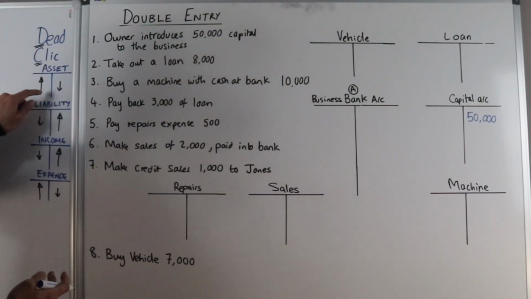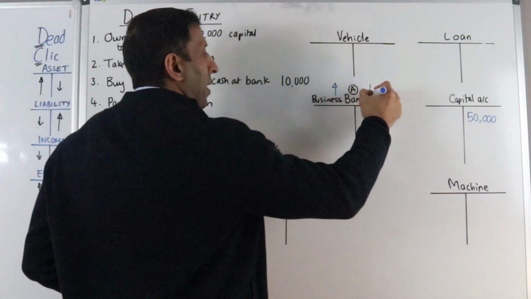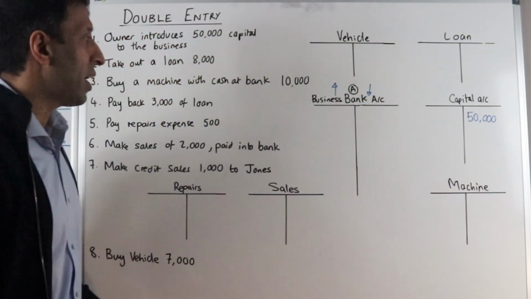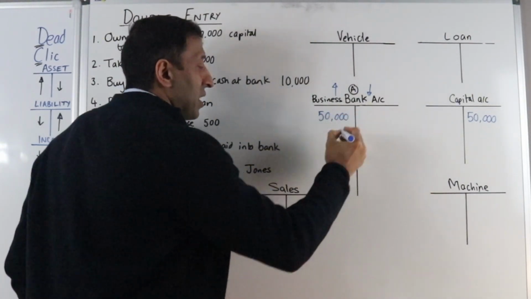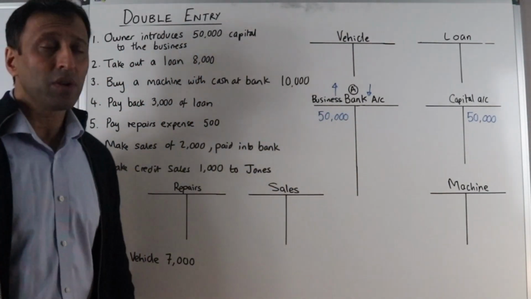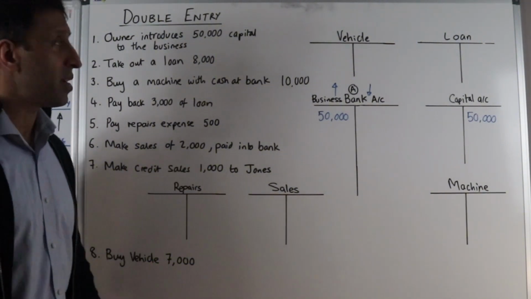And assets work like this. So they increase on the left. So I've got an account for business bank, and they increase on the left, decrease on the right. So now the business bank account is increasing with a value of 50,000 that's been deposited into that business bank account. So that business bank account, which is an asset, is increasing.